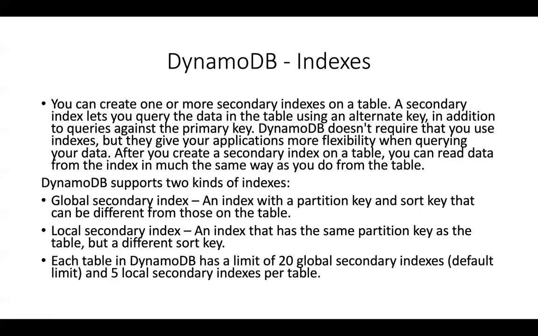Now, when we talk about indexes in a high-level overview, indexes are something that we already spoke about when we spoke about Elasticsearch. With Elasticsearch, we saw that all the data would be stored within an index. That's similar to what's happening in DynamoDB also. You can create one or more indexes on a particular table. A secondary index lets you query the data in the table using an alternative key in addition to your primary key or your sort key.